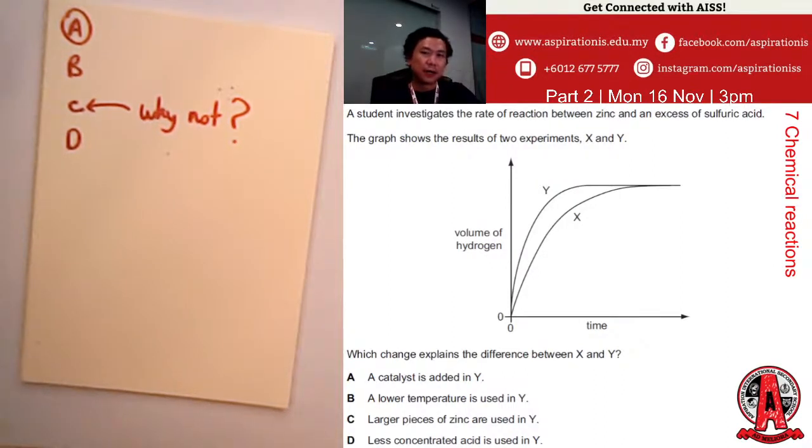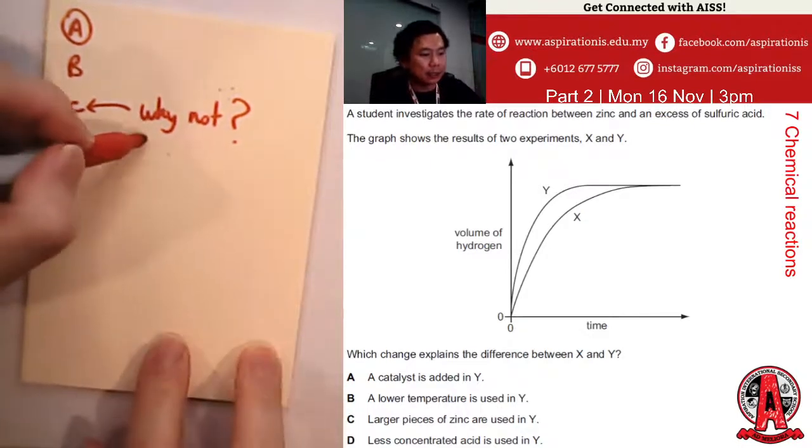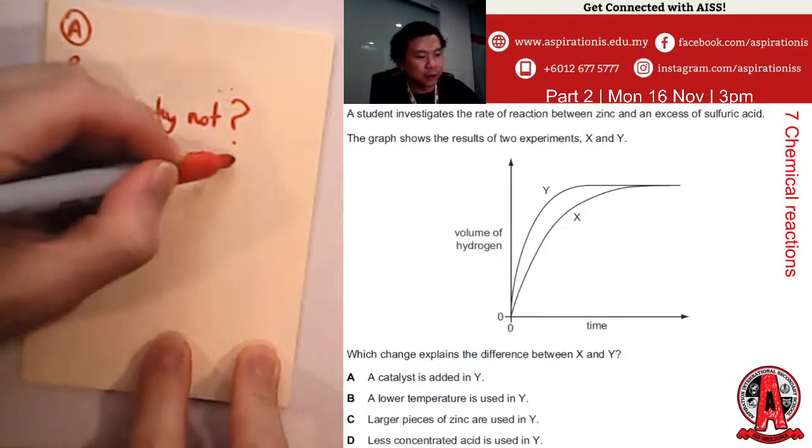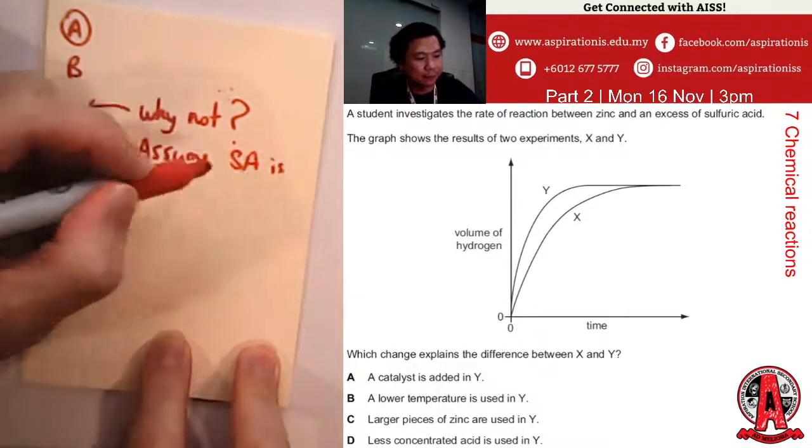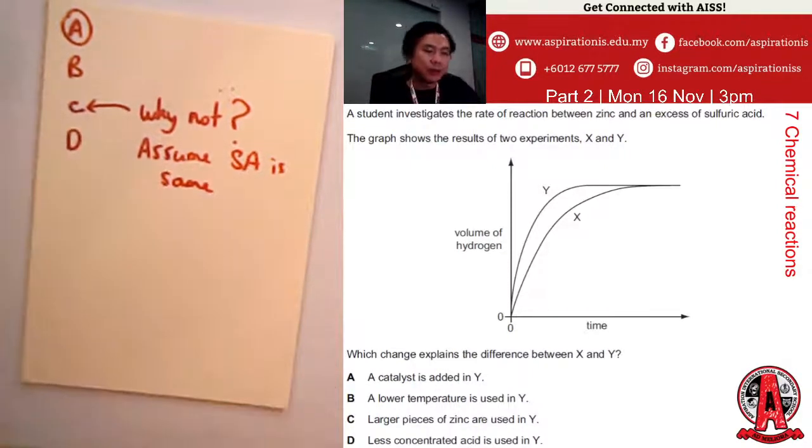Very good. Now, let's assume that surface area is the same. If we assume that surface area is the same, can we use more zinc? The answer is no, because the volume of hydrogen is the same for X and Y, because the sulfuric acid is the excess reactant and the zinc is the limiting. So we cannot manipulate the amount of zinc that we add. Very good. I'm actually very happy with all your answers.